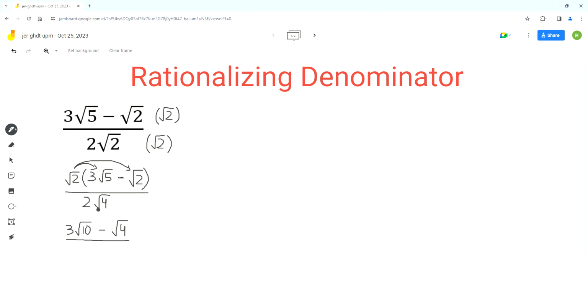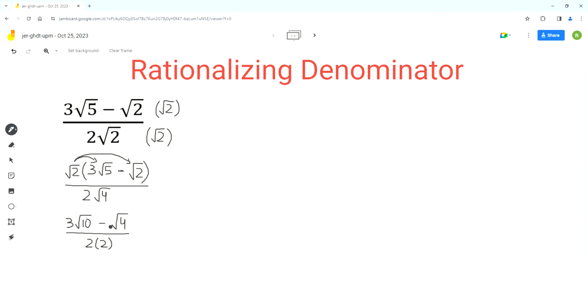Over, in the denominator, square root of 4 can be reduced to just 2. So we get 2 times 2. Now in the next step, we can simplify the numerator expression. The square root of 4 is equal to 2. So we can rewrite the numerator expression as 3 square root 10 minus 2 over 4.